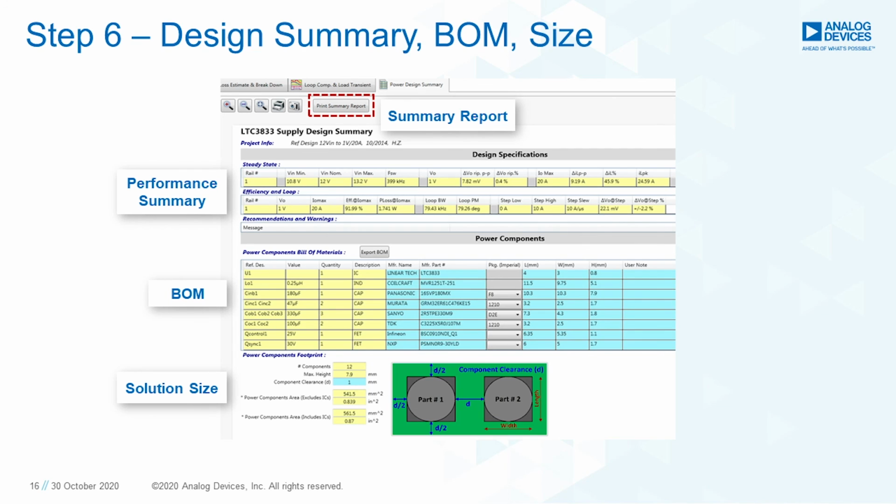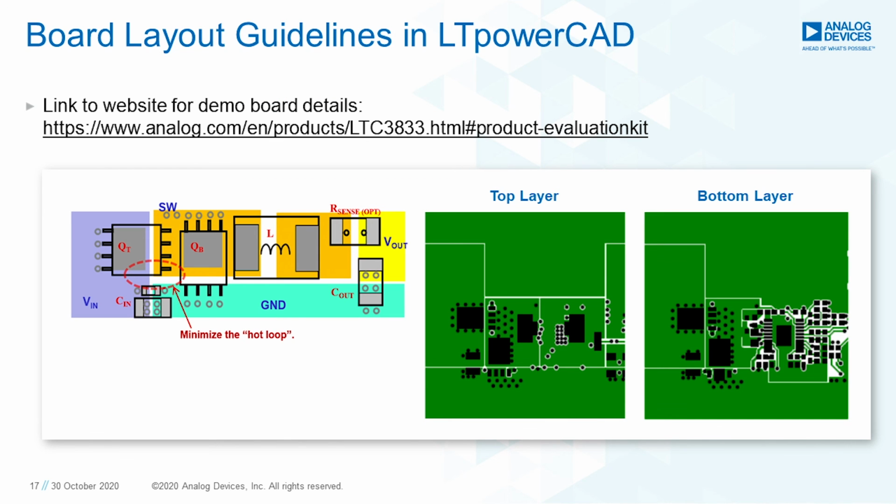The next step is to generate the design summary report, which includes a performance summary of important parameters, such as voltages, efficiency, ripple, and a detailed bill of materials and estimated solution size. There is also a board layout guideline summary that is generated that gives you some hints as to the best component placement and gives you a link to the actual demo board design files for a detailed layout example.